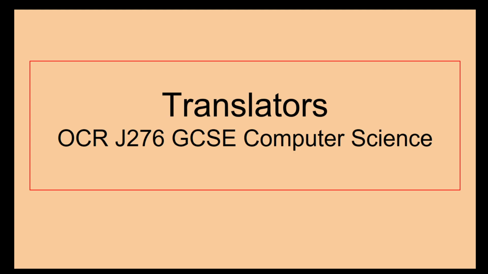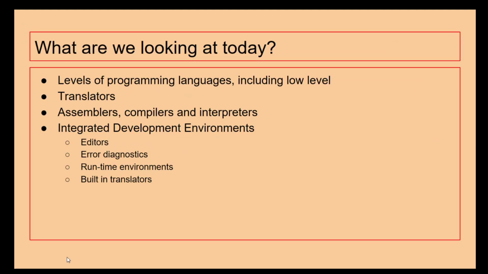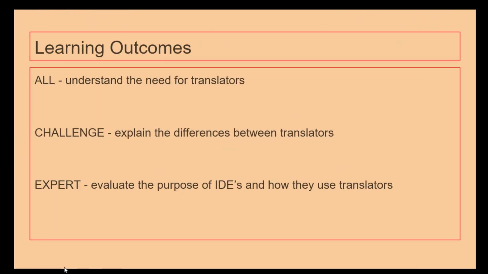Hello there, in this video we are going to be looking at translators as part of OCR J276 GCSE Computer Science. Let's get going. So we are looking at levels of programming languages, translators, assemblers, compilers, interpreters, and also looking at IDEs. There are the learning outcomes for today's lesson.